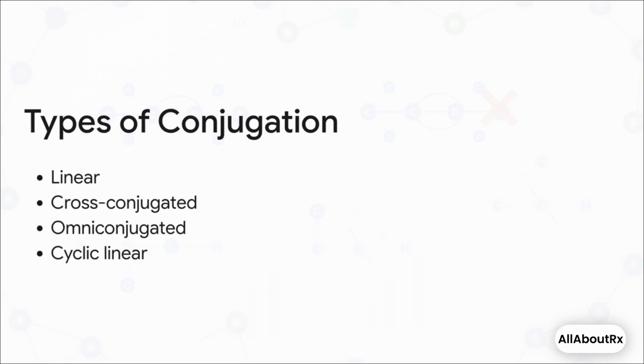But my personal favorite is the omniconjugated system. It's this special, advanced linear case where every single branch is conjugated with every other branch. Perfectly linked, no weak cross paths, just a beautiful chemical setup.